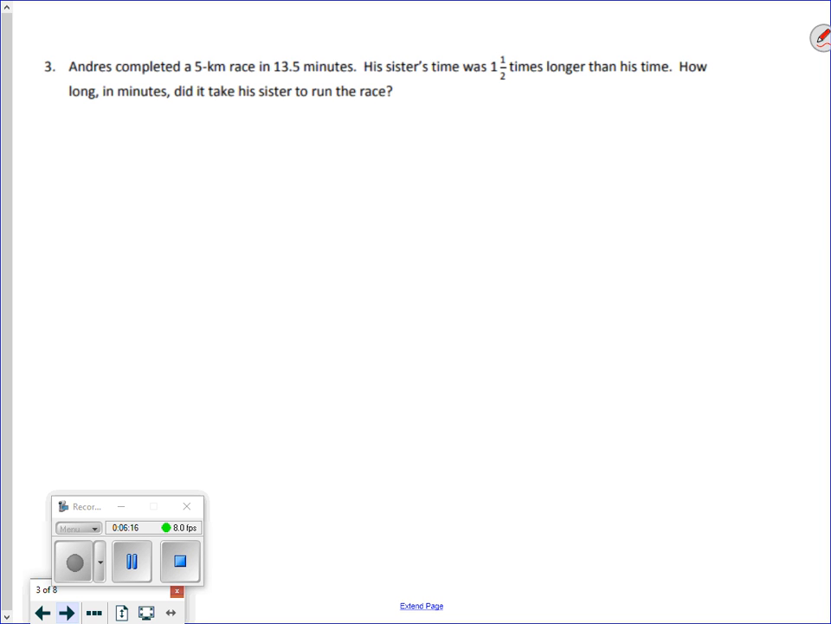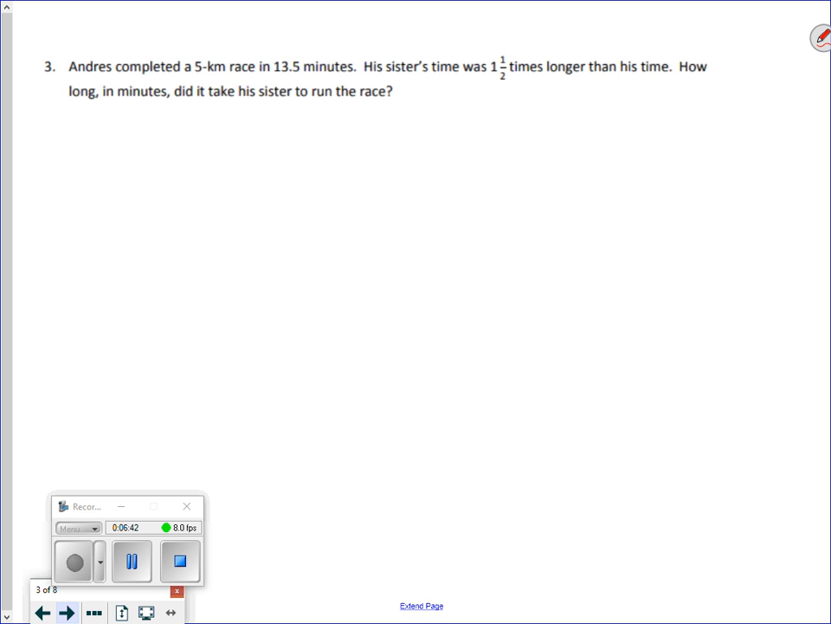So, does it matter that it's 5 kilometers? No, they're not asking you how long was the race. They're not asking you how long did she run. None of that. They're just saying that he ran it in 13 and a half minutes. They're saying her time was 1.5 times longer. How long in minutes did it take his sister to run the race?